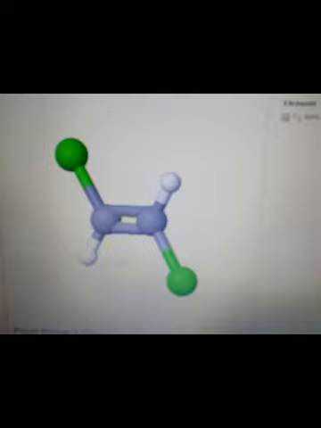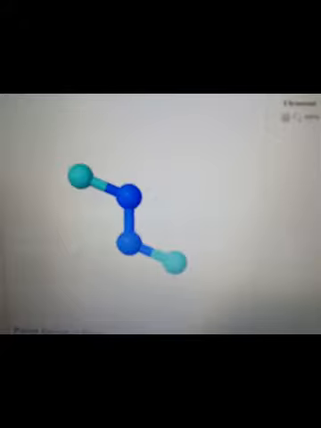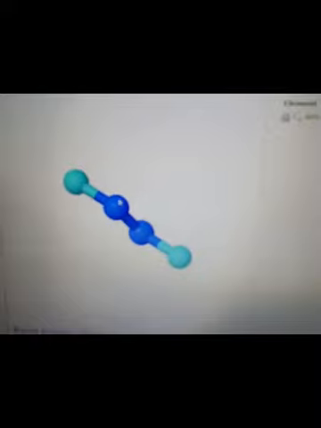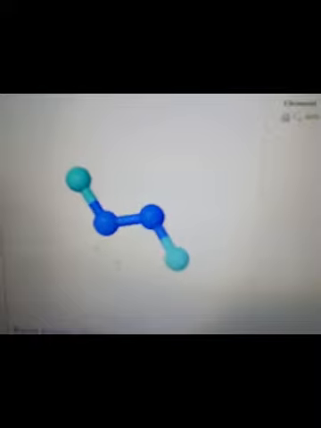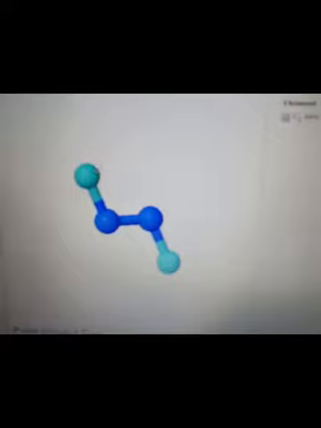Now let us take the other example, that is difluorodiazine. This molecule also belongs to the CnH point group. If you look at this molecule, this is the structure of difluorodiazine. We have 2 fluorine atoms and 2 nitrogen atoms. So diazine, difluoro, that is N2F2. This molecule also comes under the C2H point group.